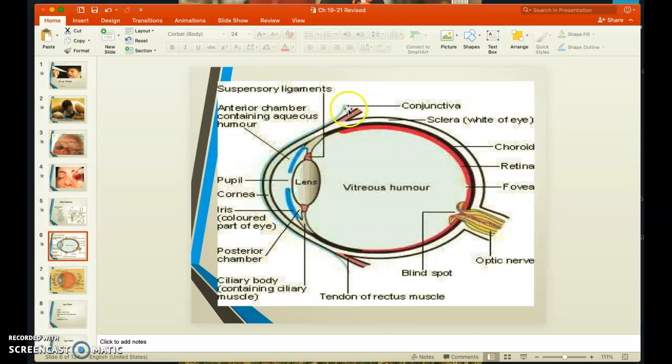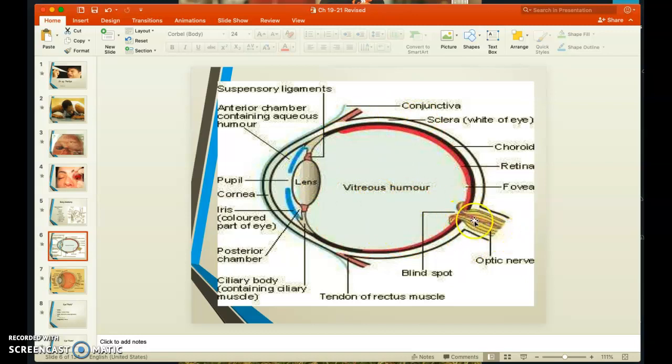The outermost layer is the conjunctiva. It's kind of this mucous membrane. So we go conjunctiva, cornea, and then sclera. Sclera is fairly soft. Inside the eye, we have the vitreous humor. It's almost all liquid. And then at the back side, we have the optic nerve.